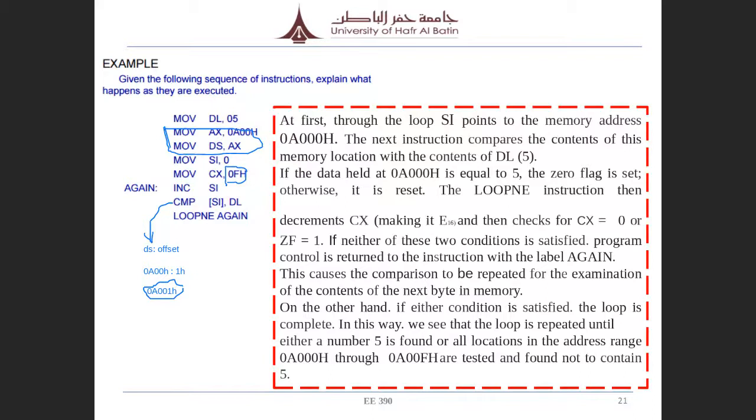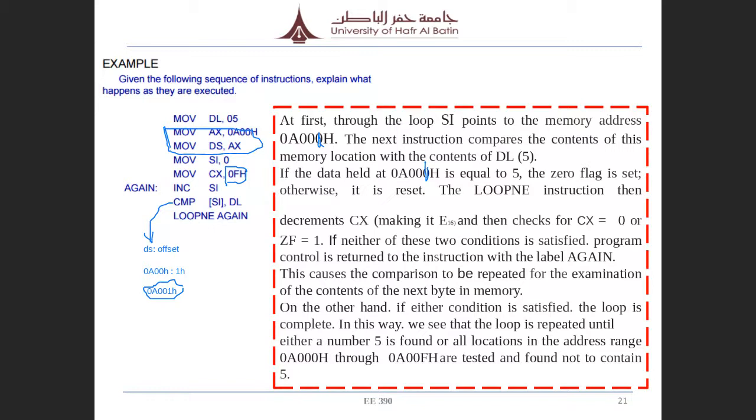So actually there is a mistake. It should be 0A001, because before comparing SI becomes 1. Actually it should be 1 here also. Yeah. If the data held at 0A001H is equal to 5, the zero flag is set, otherwise it is reset. So if it is equal, then compare, that means subtraction, the zero flag will be set. Your result will be 0.